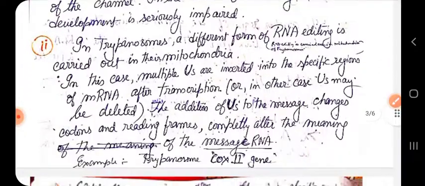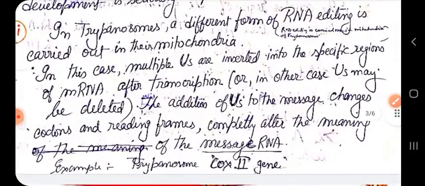By observing it, they found a large number of copies of the mitochondrial genome, and within that site a different type of RNA editing is also carried out, which is insertion and deletion editing. So let us see how it is carried out.